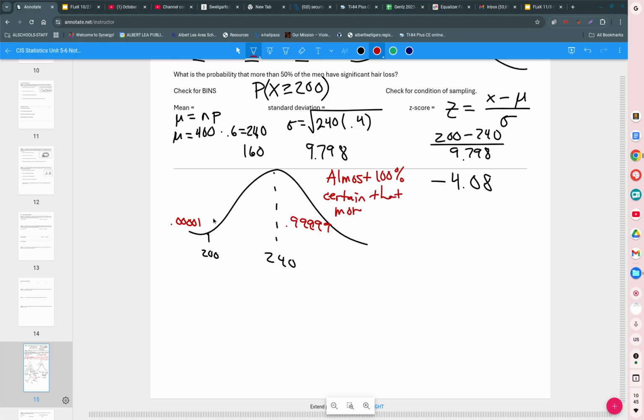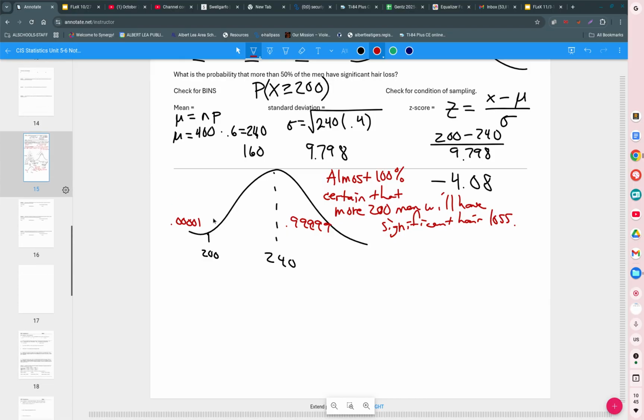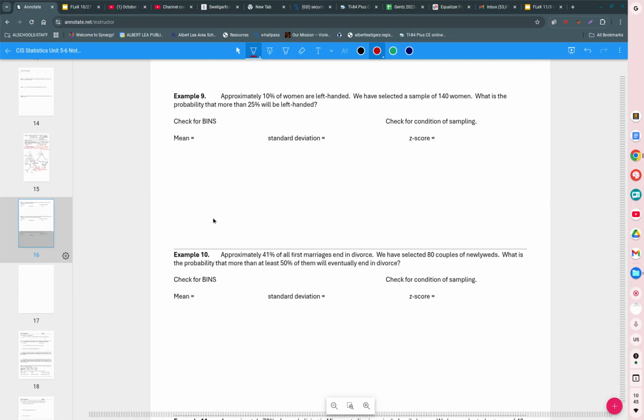That more than 200 men will have significant hair loss in that group. A number like negative 4.08, yeah, you're just about 100% confident. Okay, I'm going to try 2 with you, and you're going to try 1 on your own.